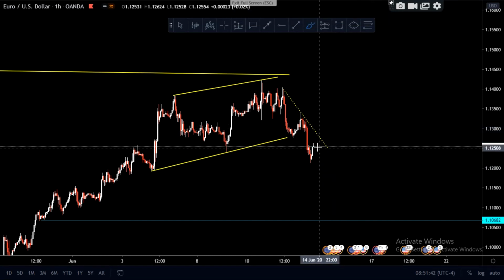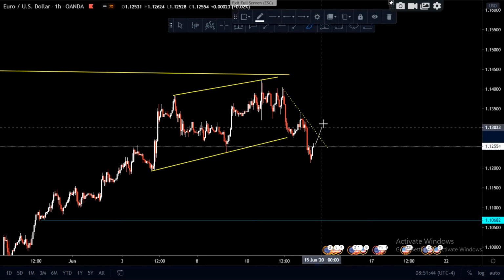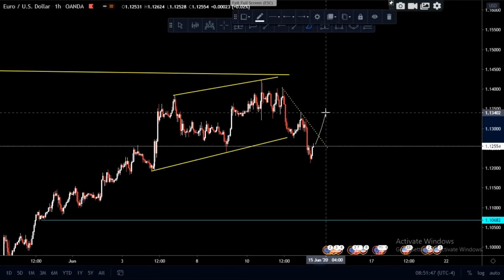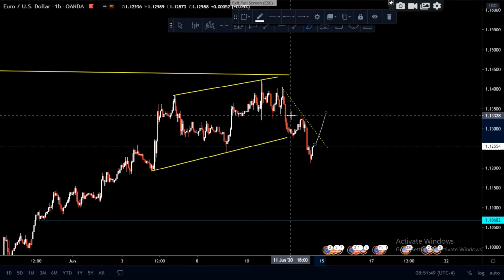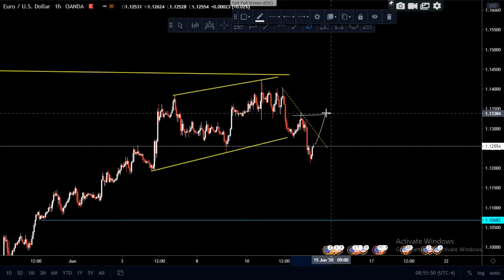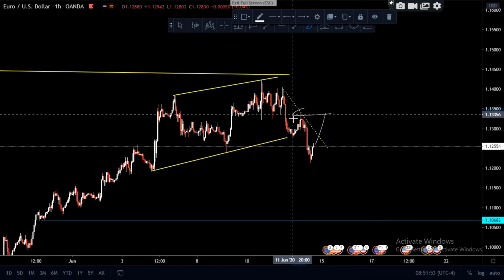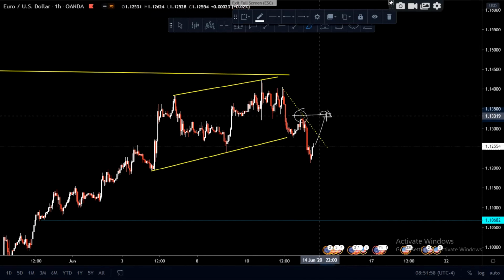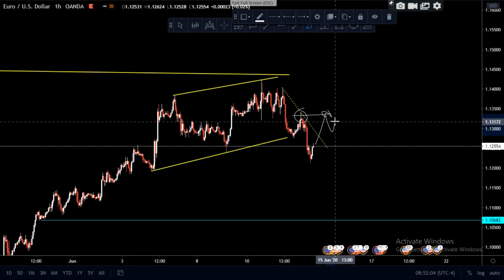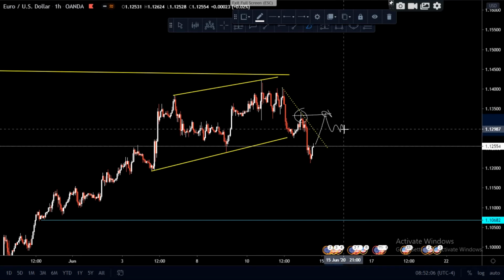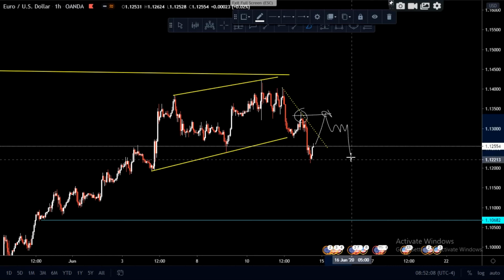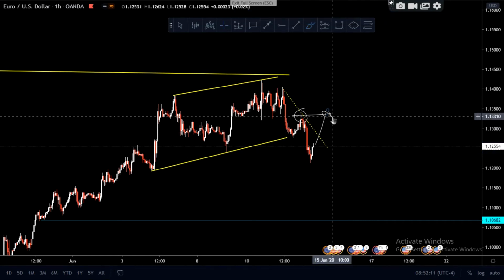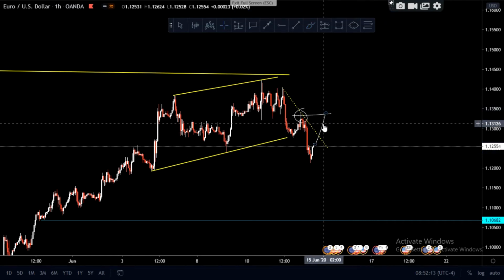Or if price impulses to the upside, coming back to retest these previous highs, then this will be giving us a double top formation. This is a double top formation. Then I'll just be expecting the first impulse leg, then I'll be expecting a 6 to 8 hour correction for entry. That's when I will take my entry.